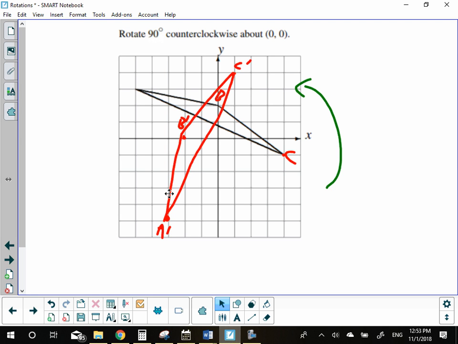I'll give you homework so you can get some practice on it. Make sure when you're drawing your new figure that you are labeling your vertices. Make sure you're labeling your A primes, your B primes, C primes, so we know what's going to what.